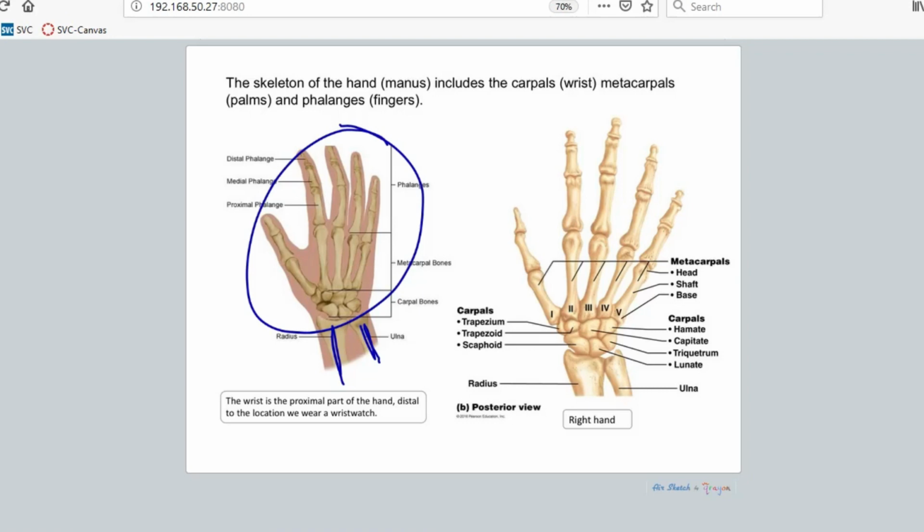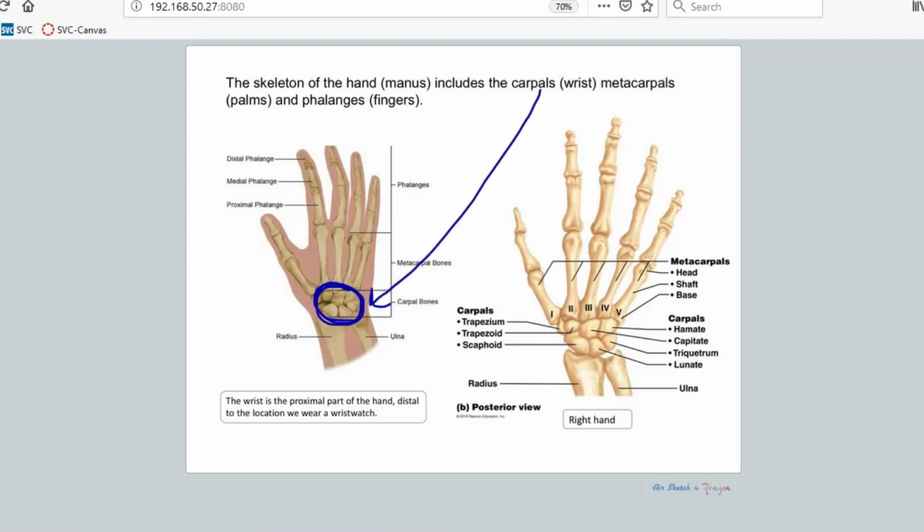And the hand, the skeleton of the hand, includes a set of carpals or a set of wrist bones. And so those are the carpals or the wrist bones. And then we have the metacarpals, or the bones of the hand. Those are the metacarpals there. And then we have the bones of the fingers, or the phalanges.